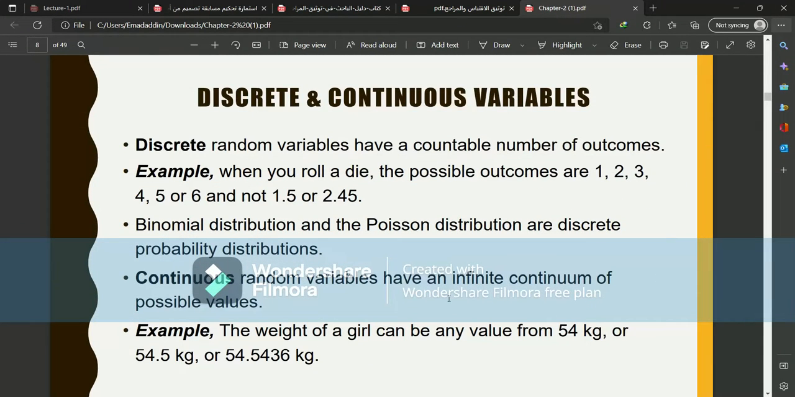Discrete and continuous variables. Discrete random variables have a countable number of outcomes. For example, when you roll a die, the possible outcomes are 1, 2, 3, 4, 5, or 6, but not 1.5 or 2.45. The binomial and Poisson distributions are discrete probability distributions.